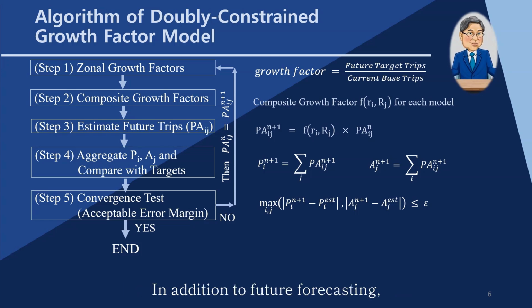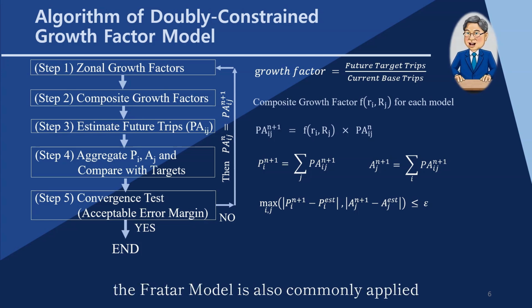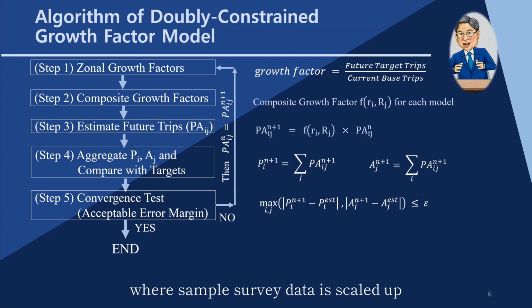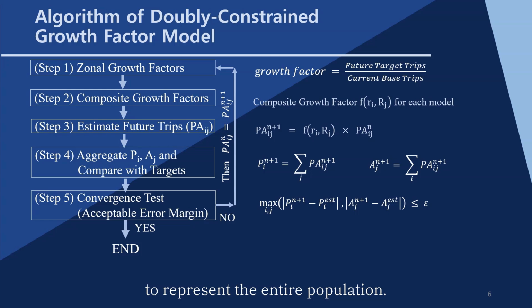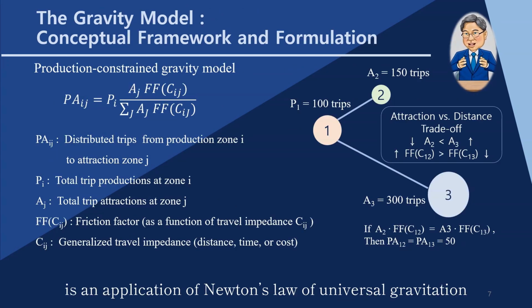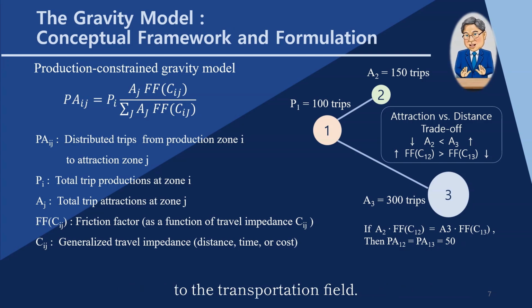In addition to future forecasting, the Frater model is also commonly applied in the trip matrix expansion process, where sample survey data is scaled up to represent the entire population. As its name suggests, the gravity model is an application of Newton's law of universal gravitation to the transportation field.